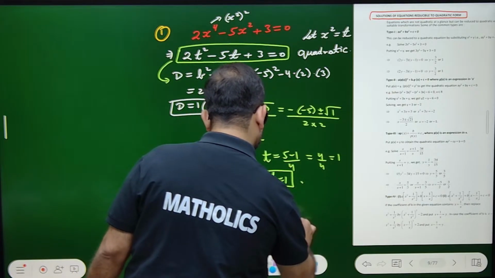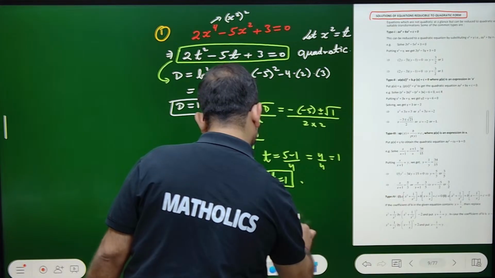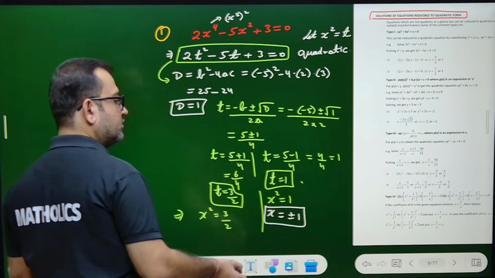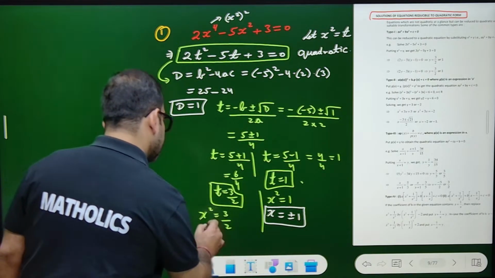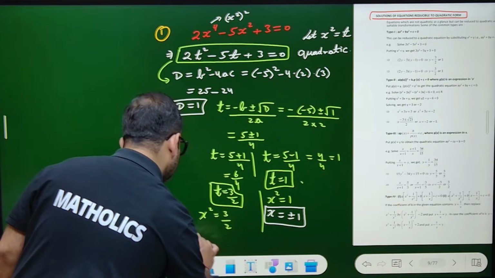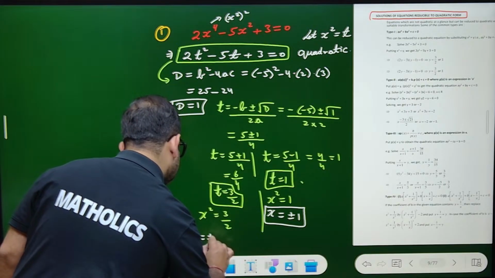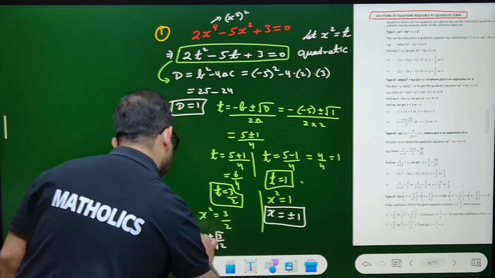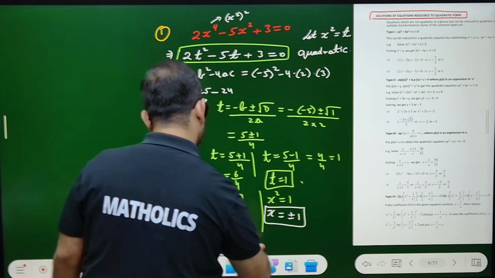X equal to plus minus 1. I have told you, because 1 whole square is also 1 and minus 1 whole square is also 1. Here x square equal to 3 by 2, so x equals to plus minus under root of 3 by 2. Okay. Do not forget to put plus minus.